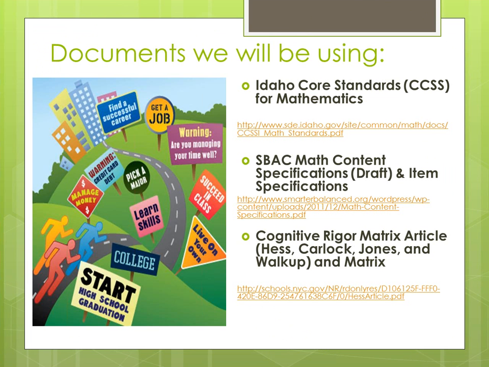Documents that we will be using in today's presentation: the Idaho Core Standards documents, Common Core Standards, and this is a link to where those can be found on the State Department website. Smarter Balanced math content specifications, currently still in draft form, and the item specifications, which are on the Smarter Balanced website, and you can find them at the link provided. The Cognitive Rigor Matrix article from Hess, Carlock, Jones, and Walkup, and there is also a link to find this document. All of these documents are also on our website listed under this presentation. And this PowerPoint is available there as well, as will be the recording of the webinar.